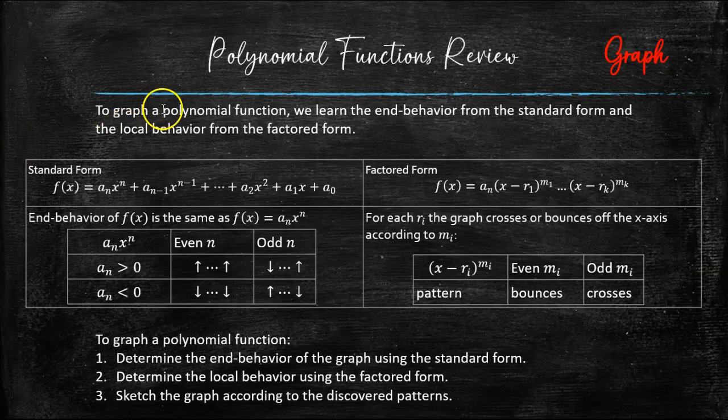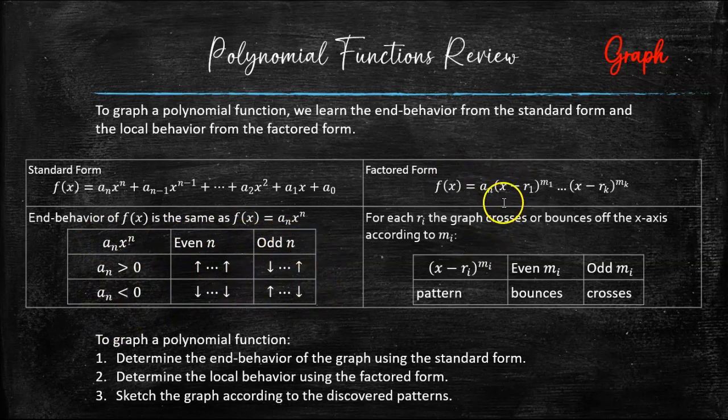Now, when it comes to graphing polynomial functions in general, it comes in stages. We learn bits of information from two different forms. From standard form, we'll learn the end behavior by looking at just the leading term, and the leading term is now a power function, and we just said that we know everything about power functions. So the power function made of the leading term of a polynomial function represents the end behavior of that polynomial. So here's the table that briefly summarizes that.